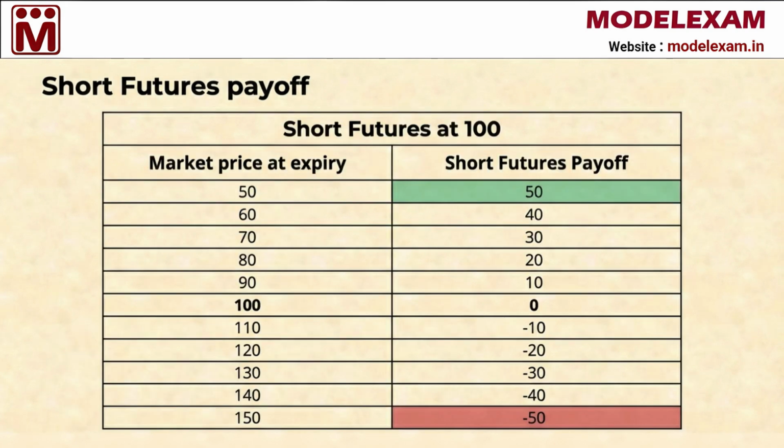If we look at the seller's table for a contract at 100 rupees, the numbers flip. If the price falls to 50, the seller actually makes a profit of 50 rupees. If the price stays at 80, the seller makes 20. Again, at 100, the payoff is zero. But if the price rises to 130 or 150, the seller now faces a loss of 30 or 50 rupees.